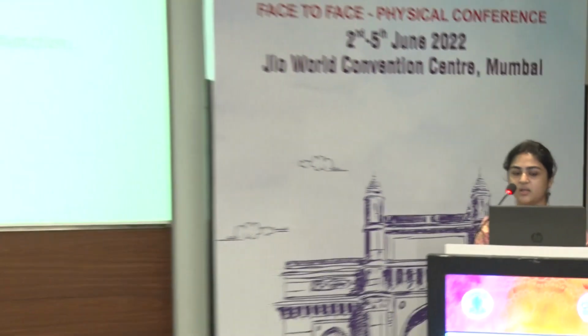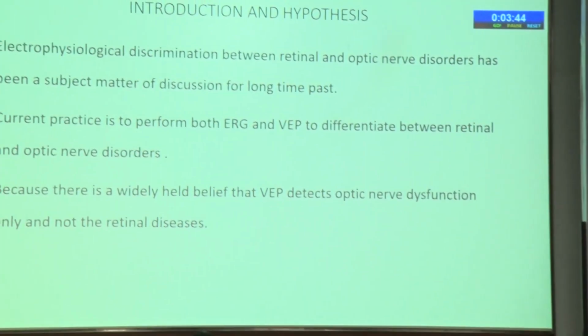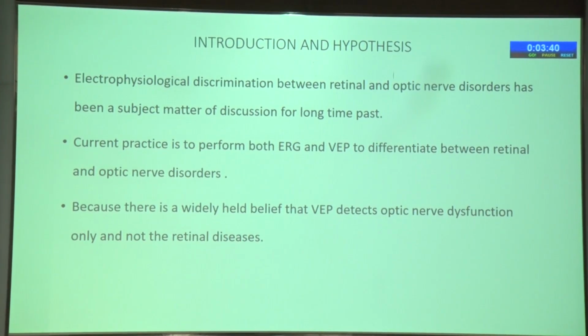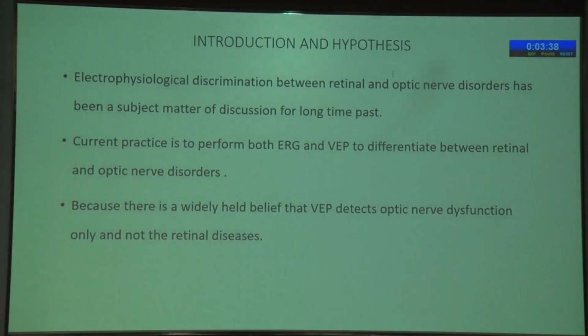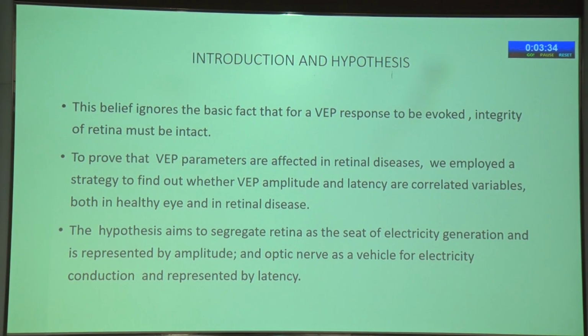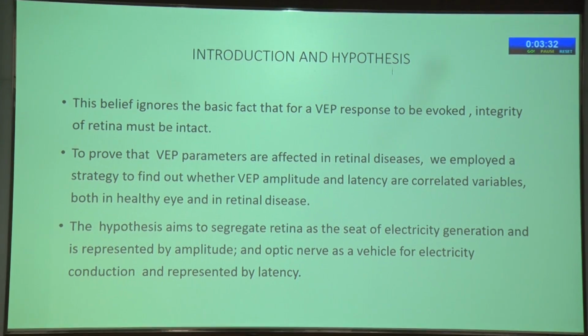I'm here to present that VEP amplitude and latency are unrelated variables, and that amplitude is reduced in retinal disease. There has been a huge discussion regarding retinal and optic nerve disorders and how we investigate them, in which ERG and VEP have been differentiated, where VEP is basically for optic nerve dysfunction and ERG for retina. This belief ignores the basic fact that for a VEP response to be evoked, a retina has to be intact.